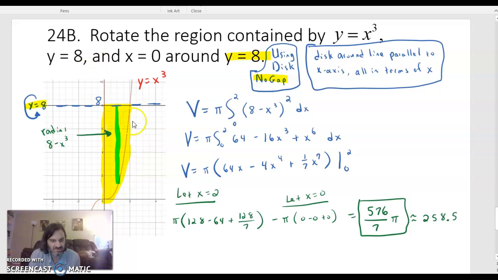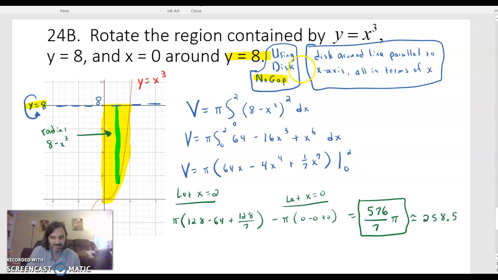We know what x cubed looks like. So it gives us a region in the first quadrant bound between x cubed, the y-axis, and all under y equals 8. If I try to use the disk/washer method and go around y equals 8, there's no gap between that line of rotation and the actual region. So I can actually use disk, which means it's just a little bit less complicated.